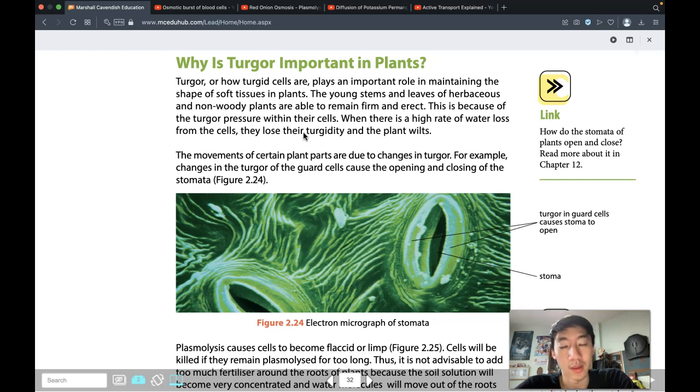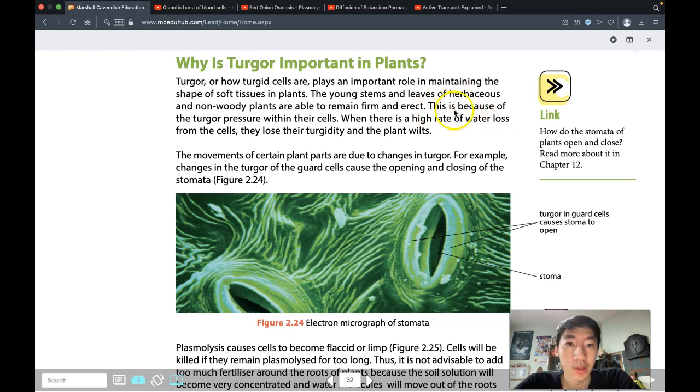There's enough water inside that vacuole. So this turgor plays an important role in maintaining the shape of the tissues in a plant. The young stems and leaves of herbaceous and non-woody plants are able to remain firm and erect. The word herbaceous means herby, so those kinds of plants that don't turn into trees. They just become herbs, like roses or that kind of stuff.